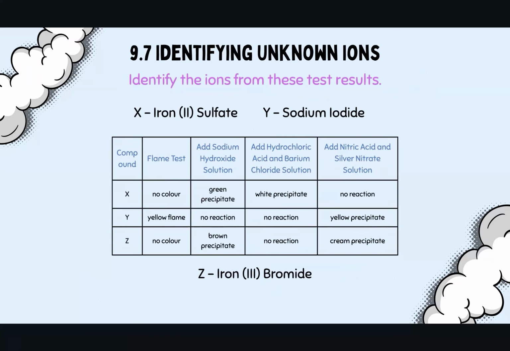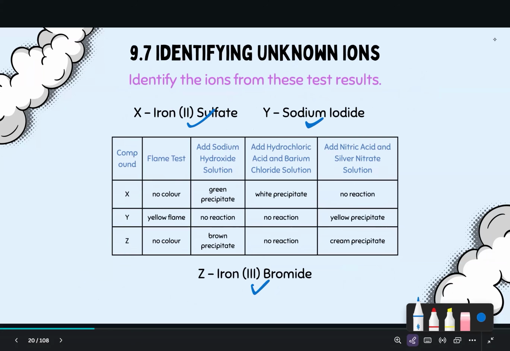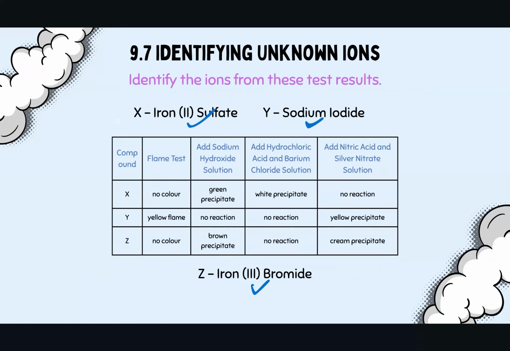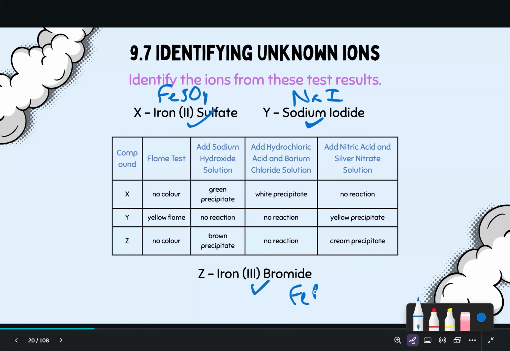And we've got them all right. Iron 2 sulfate, sodium iodide, iron 3 bromide. So we've got FeSO4, NaI, and we've got FeBr3.